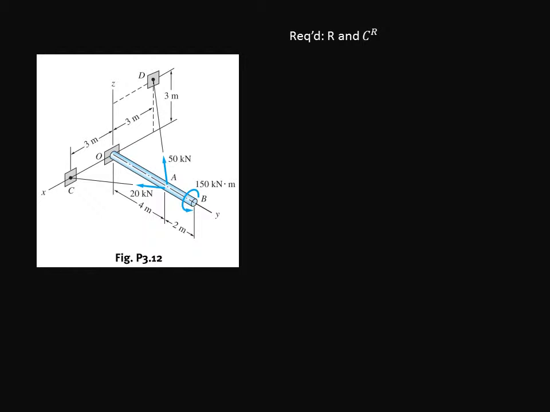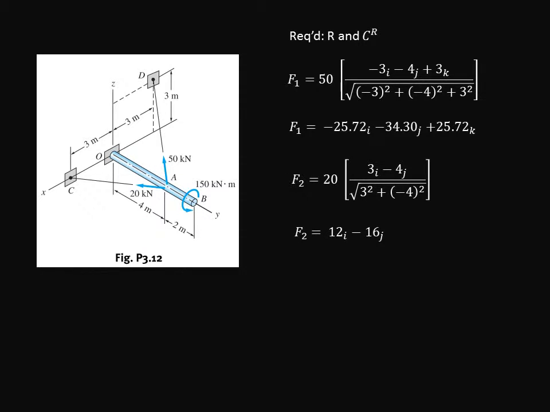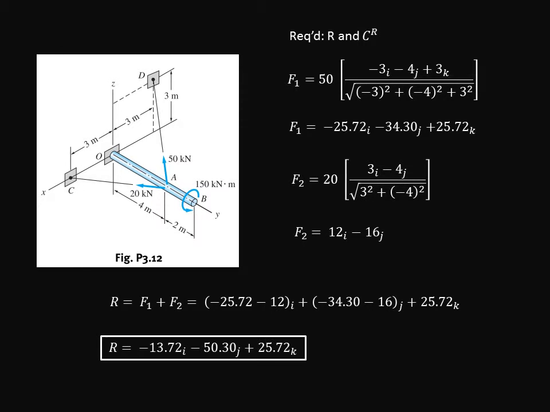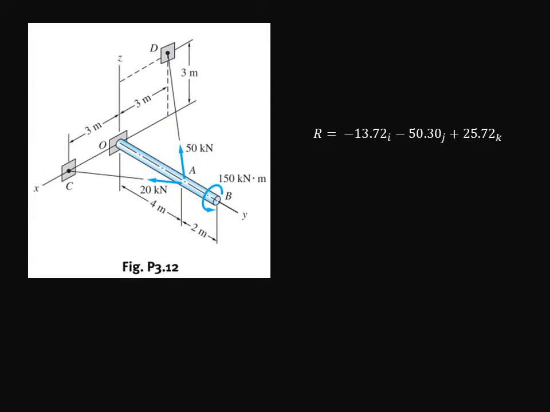First, let us convert the forces to vector form. To find the resultant force, we need to add the two forces in vector form. After doing so, we will be able to get this answer. Now that we already have the resultant force that will be placed at point O, the only thing left to do is to find the couple that will come along with the force.